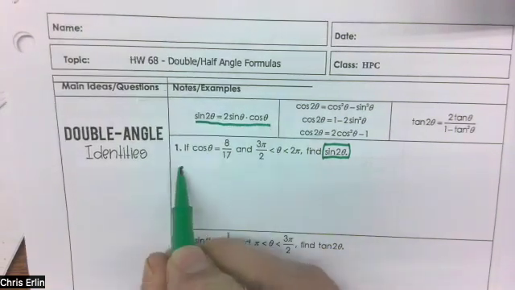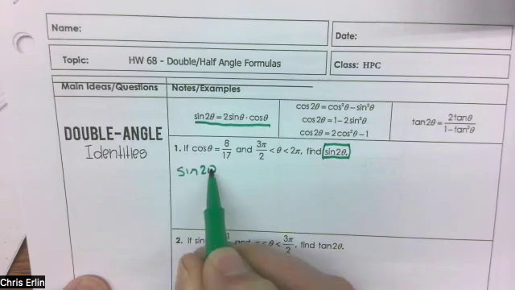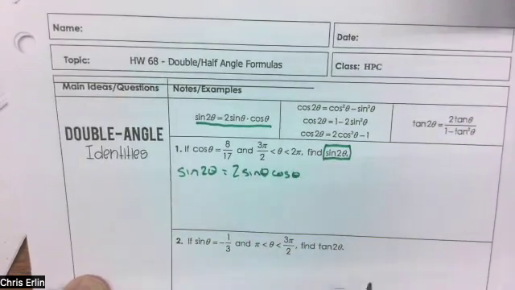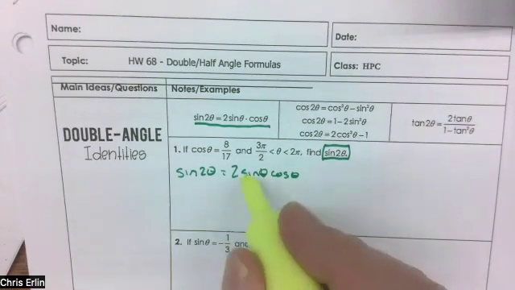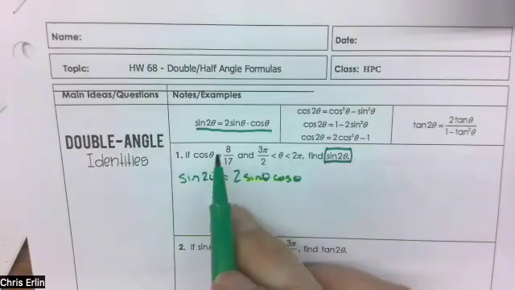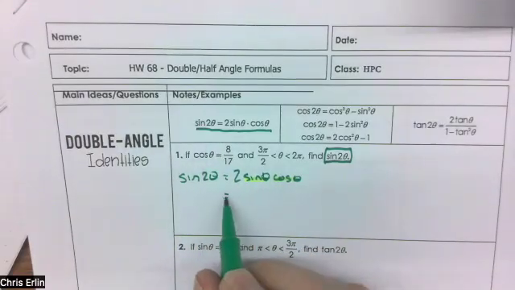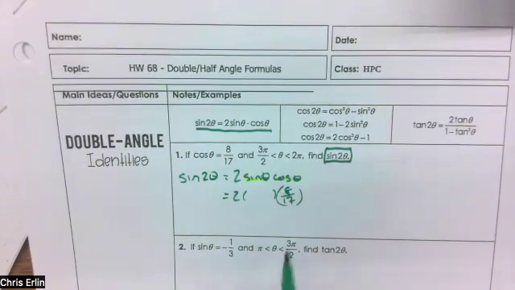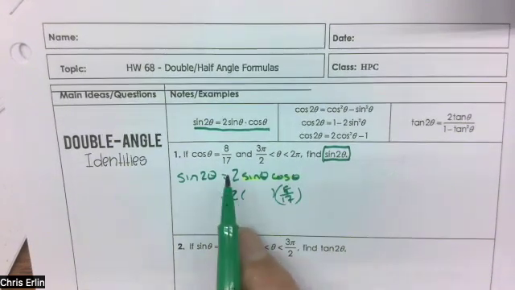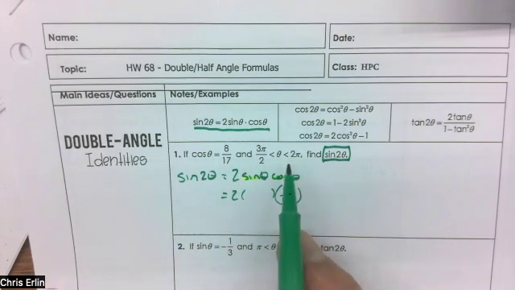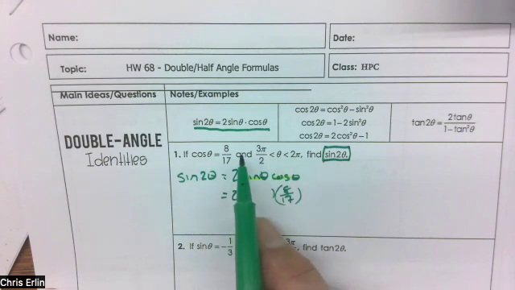We know that the sine of 2 theta is 2 times the sine of theta cosine of theta. So in order to solve this, we need to find the sine of theta and cosine of theta. Well, we were given part of it, right? We're given cosine of theta. That part's easy. All we need is sine of theta. Fortunately, they've given us enough information about theta that we can derive the sine value of it.